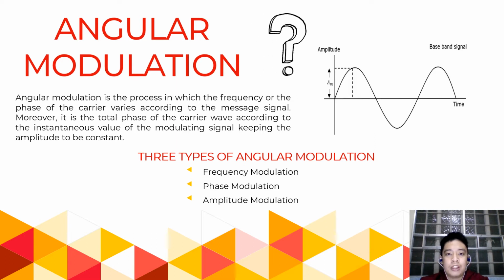Amplitude modulation is a modulation technique used in electrical communication, most commonly for transmitting messages with radio carrier waves. So this is the feature of angular modulation. It's just like a wavelength.